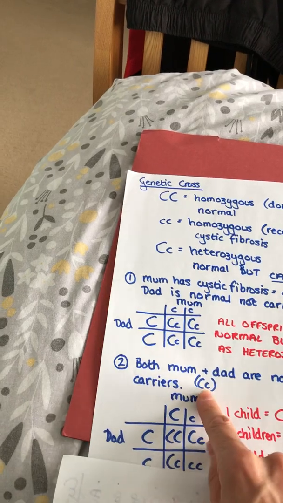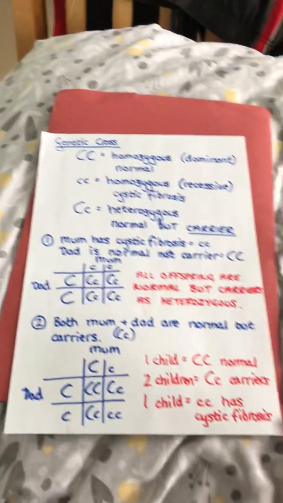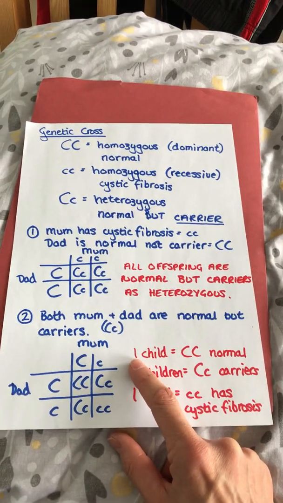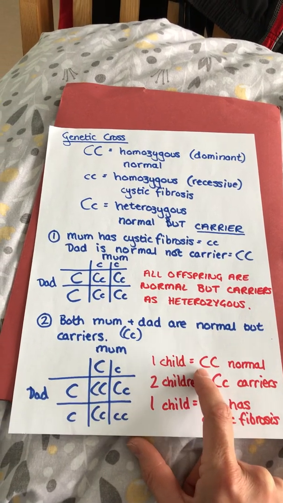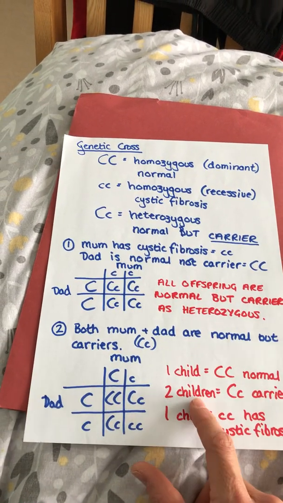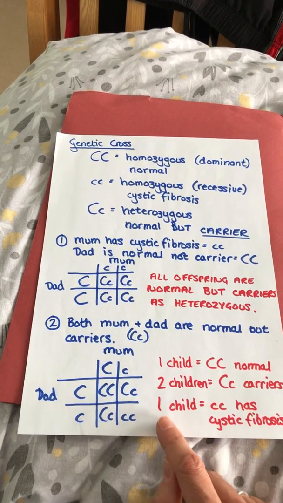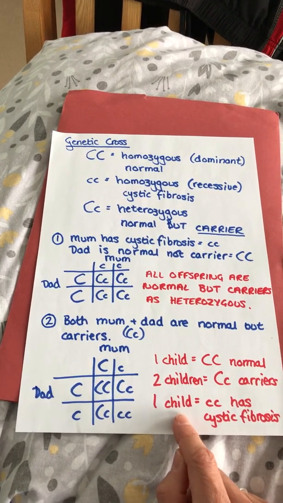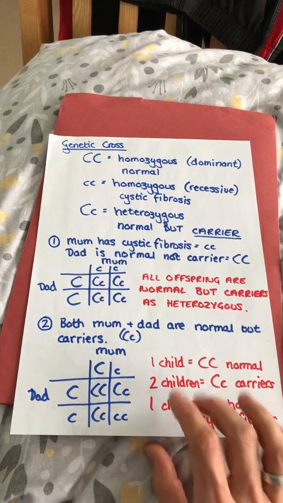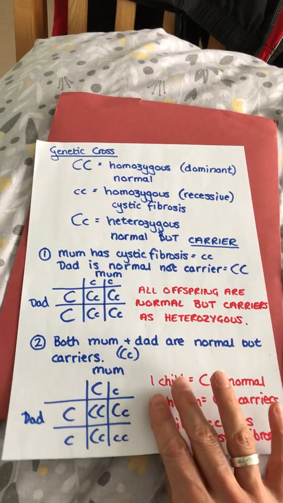If we then do one where both mum and dad are normal, but they're carriers, so they are heterozygous, we can then see that there's a probability that 1 in 4 of their children will be normal, 2 in 4, so half of their children, will be carriers, and there's a probability of 1 in 4, or a 25% chance, that one of their children will have cystic fibrosis.